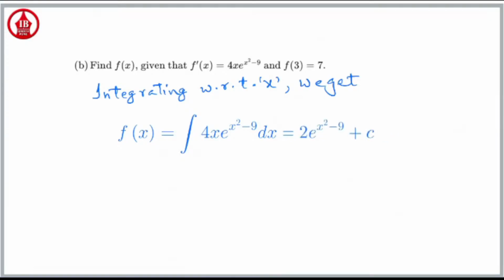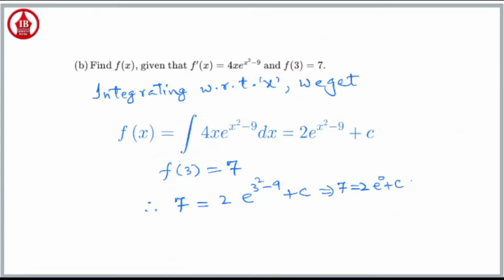Okay. Now, what they said, f of 3 is 7. F of 3 is 7, right? So, therefore, 7 is equal to, replace x by 3 in the answer. 2 e raised to 3 square minus 9 plus c. 3 square 9 minus 9 will be 0. So, e raised to 0 will be 1. So this will be 7 is equal to 2 plus c. So therefore c is 7 minus 2, 5.